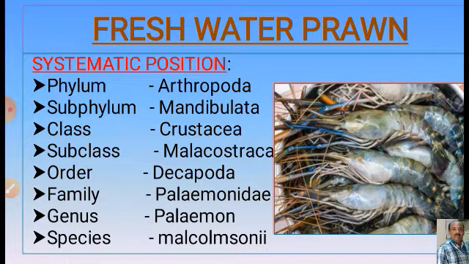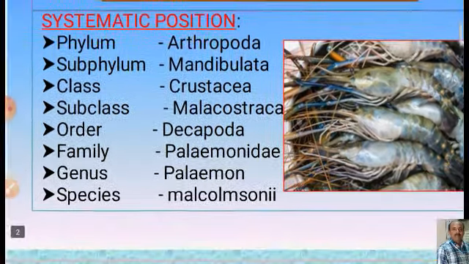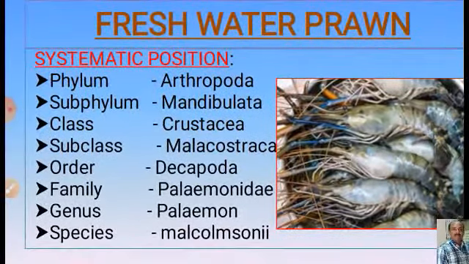And it belongs to subclass Malacostraca because its body has 19 pairs of appendages, of which 13 pairs are cephalothoracic appendages and 6 are abdominal appendages, and adults bear stalked compound eyes. Because of these two reasons, it is included under subclass Malacostraca, and it is included under Decapoda because of the presence of 5 pairs of walking legs.